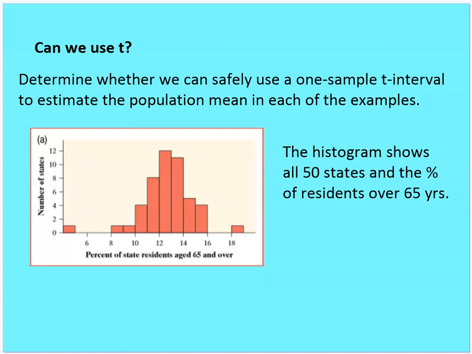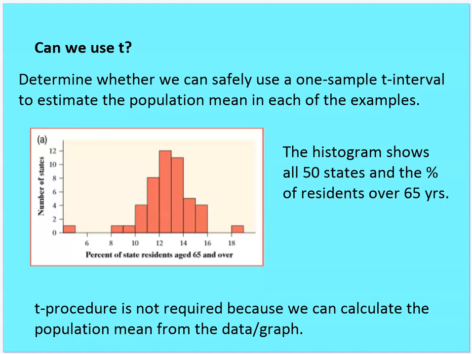All right, so I'm going to go through some examples. We want to figure out whether or not we can use t-procedures. Let's determine whether we can safely use a one sample t interval to estimate the population mean in each of the samples. I'm going to let you pause here and see if you can figure it out. The histogram shows all 50 states and the percent of residents over 65 years. The answer is the t procedure is not required because we already know the population mean, and we can derive that from the data or the graph. It's kind of a trick question.